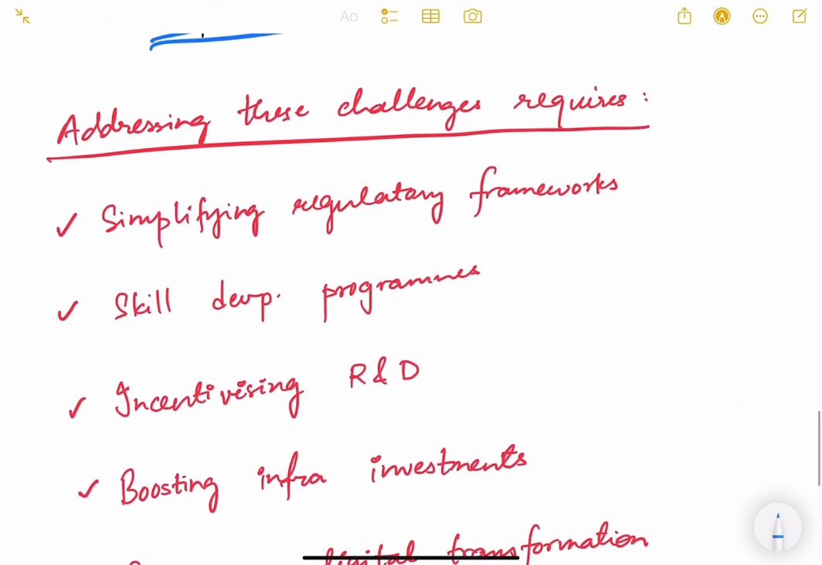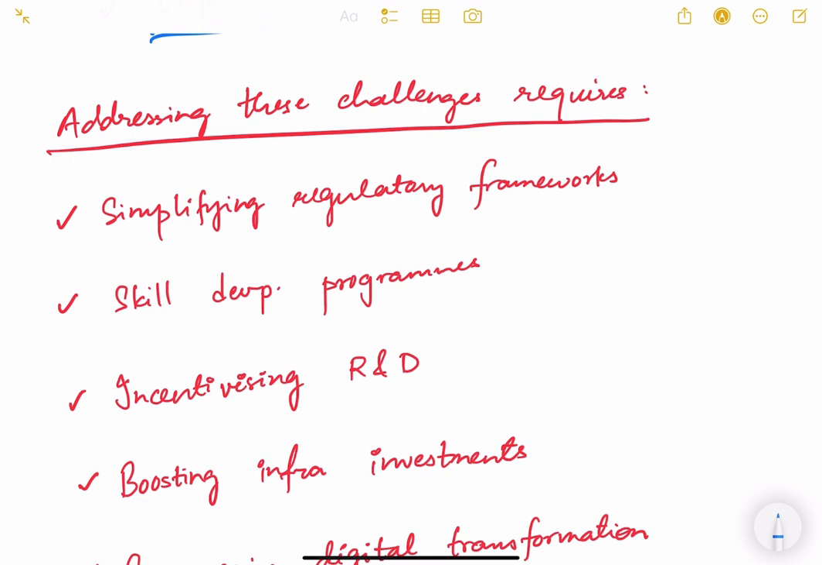Now what can we do to address these challenges? So basically it requires a multi-pronged strategy. We need lots of different kinds of policies and support from the government, as well as encouragement of many things. Since the challenges are many, the solutions also have to be many. So we have to simplify our regulatory frameworks.